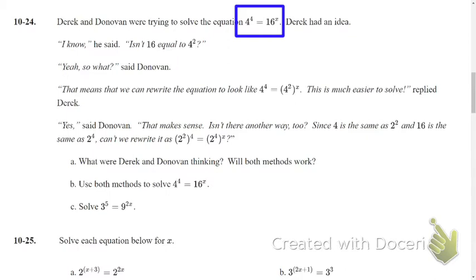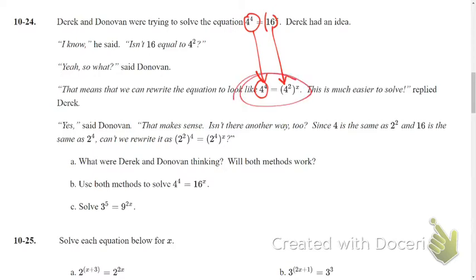So, Derek's idea said, as I know, isn't 16 equal to 4 squared? Yeah, so what? Said Donovan. Well, that means that we can rewrite the equation to look like 4 to the 4th equals 4 squared to the x. Okay, so essentially, 4 to the 4th is right there, right? It's the same thing. But if you notice, that 16, he's just rewriting it so that it becomes 4 to the 2nd, 4 squared.